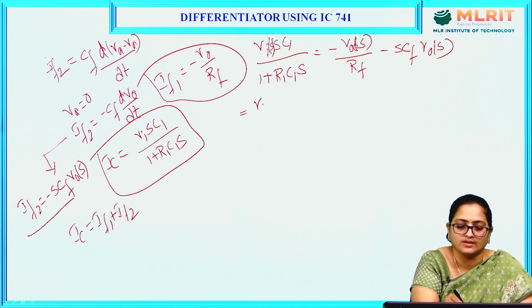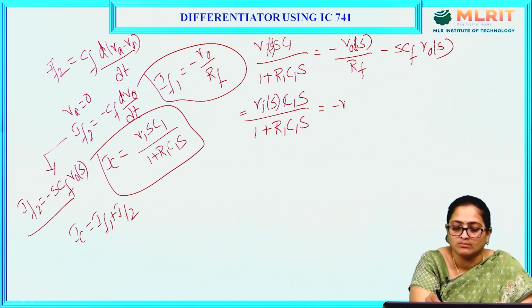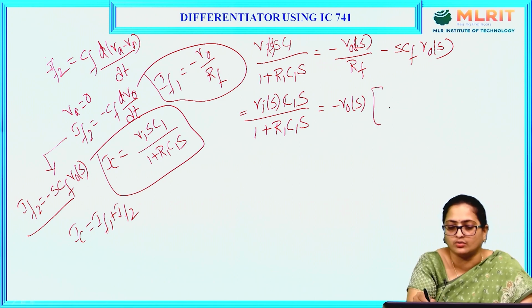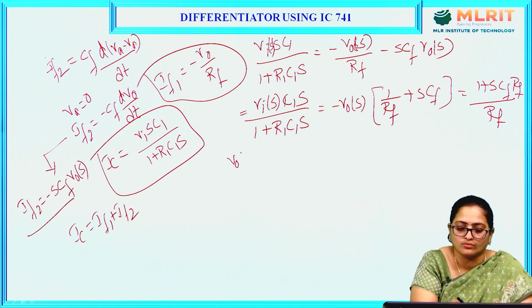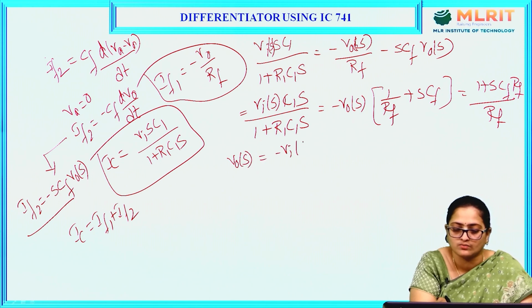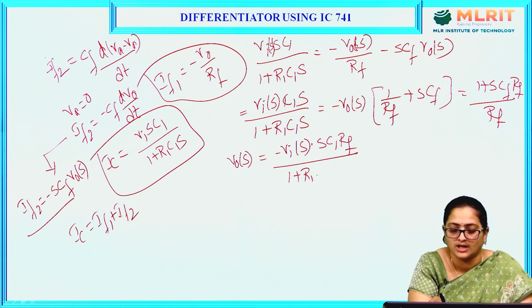So now this equation can be given as Vi of S into C1 into S divided by 1 plus R1 C1 S equals minus V0 of S. If you take common, you can write it as (1 plus S into CF RF) divided by RF. So if you want to write in terms of V0 of S, you can write this as minus Vi of S into S C1 RF divided by (1 plus R1 C1 S) into (1 plus S into CF RF).